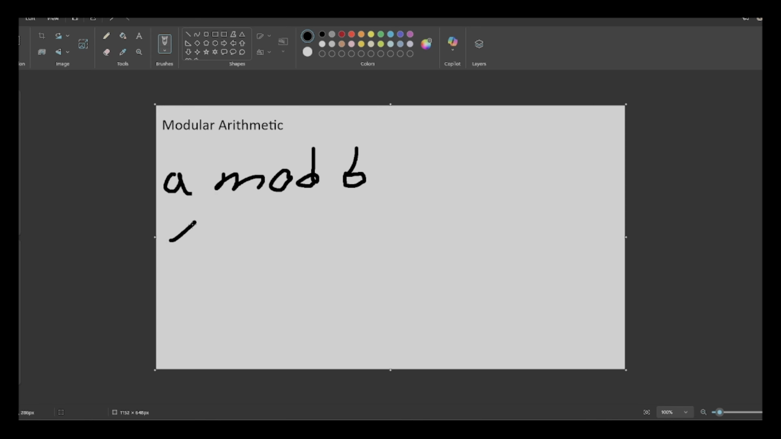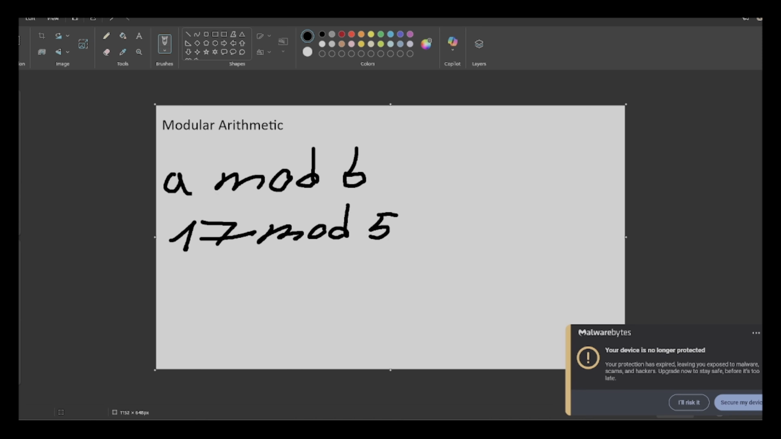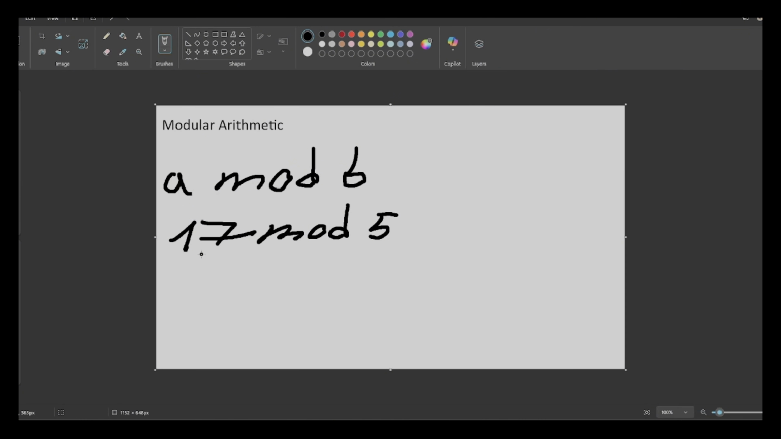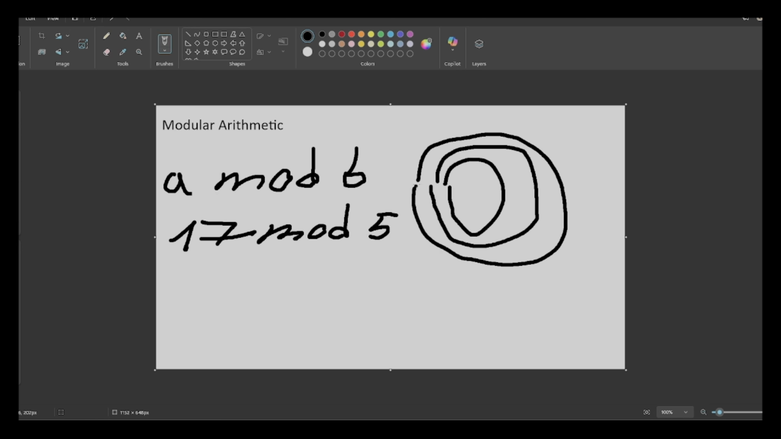So let's say we have 17 mod 5, right? 17 divided by 5 isn't going to give you a full number, so you're going to need to go as many times as you can. 17 minus 5, you get 12. Then 12 minus 5, you get 7. Then 7 minus 5 is 2. So 17 mod 5 is going to be 2.